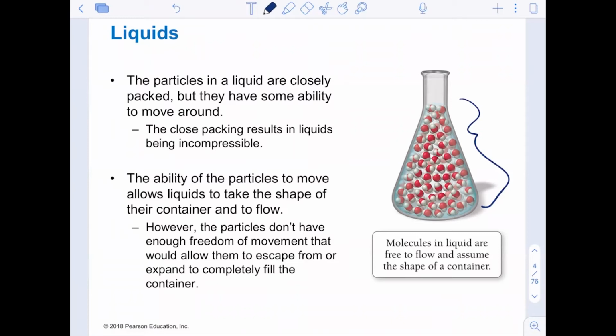However, they're not so closely packed that they can't move around. They do have an ability to take the shape of their container and to flow. And so therefore we do see that solutions are able to form in liquids, right? Liquids are most often the solvent of our solutions.